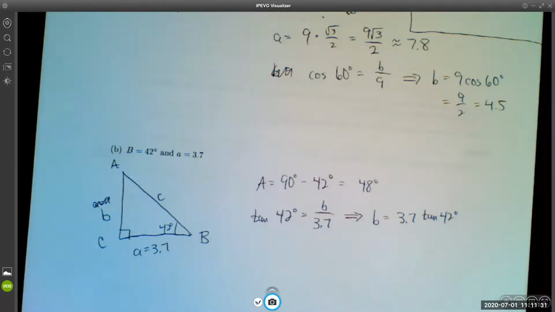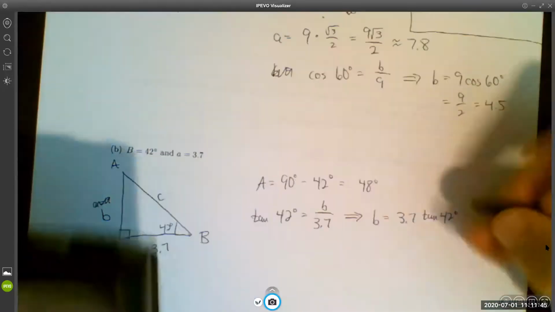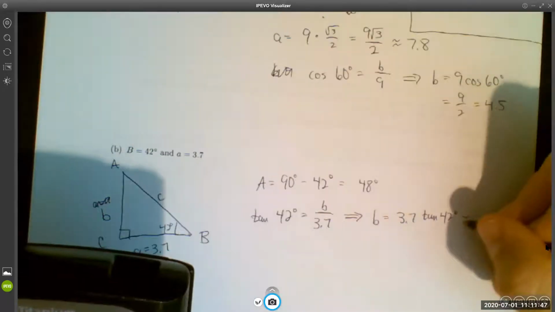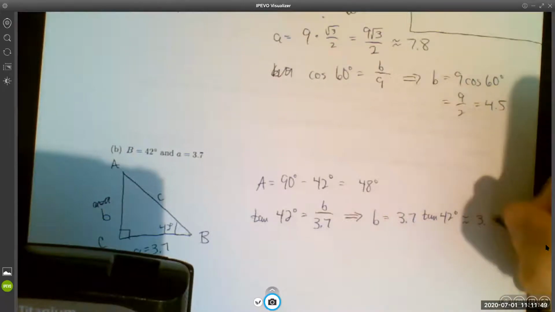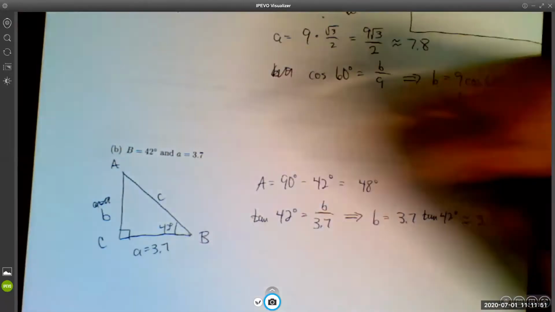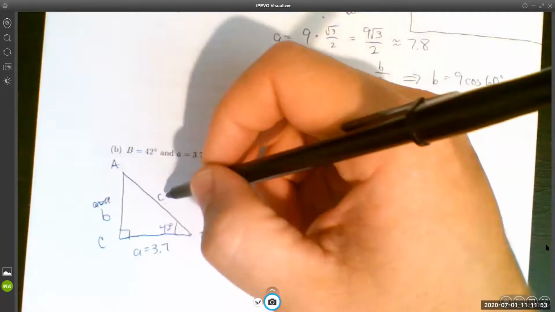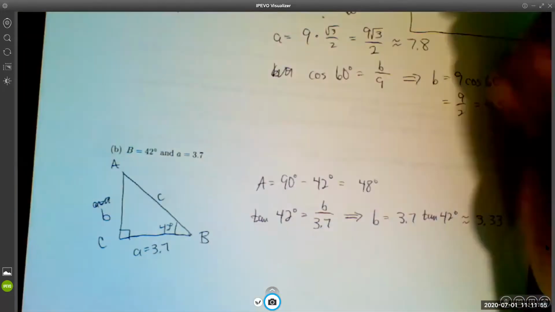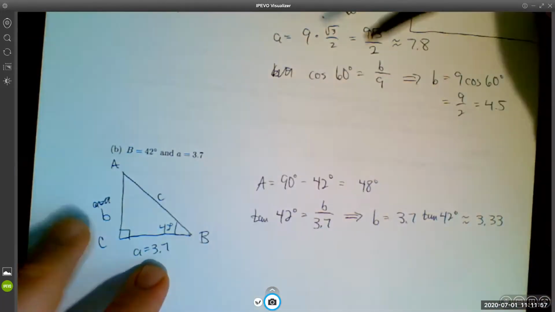Gotta make sure I'm in degree mode. So that's about 3.33. Okay, so that gives me side B. Now if I wanted side C, so if I wanted to figure out the hypotenuse, well at this point I could use Pythagorean theorem, right?